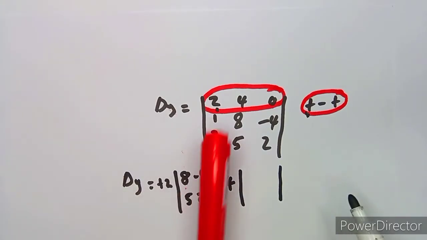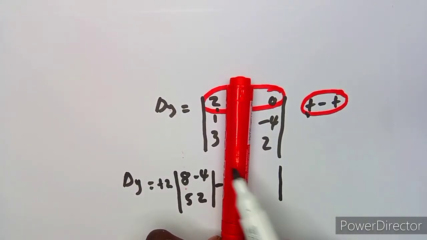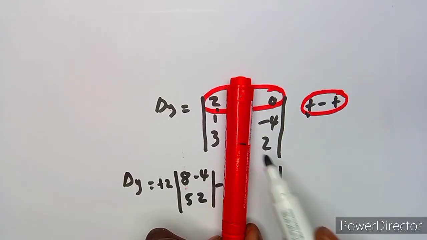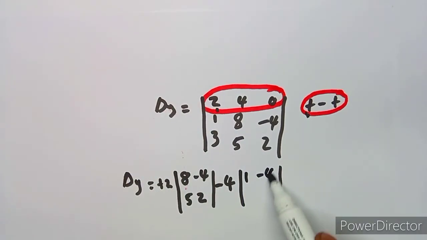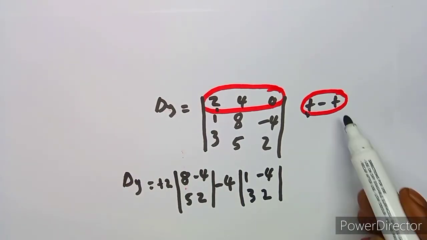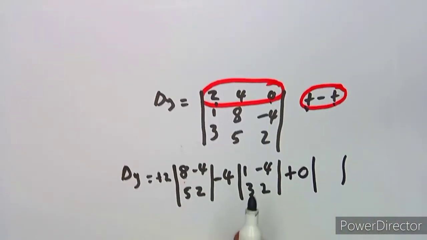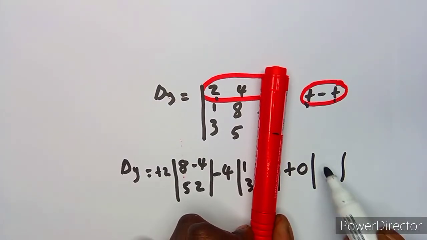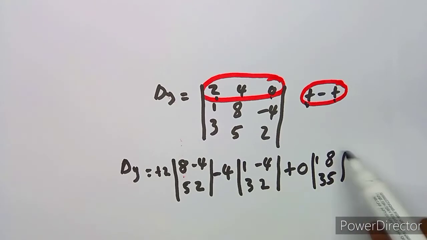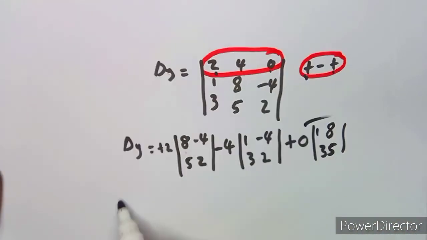You close the row and the column where there is that 4. So you're going to be left with 1 minus 4, 3 and 2. So it's 1 minus 4, 3 and 2 plus 0. So it's plus 0, so there's nothing that is going to come out, there's a 0. If you close the row and the column, you're going to be left with 1, 8, 3, 5. But there's nothing there.